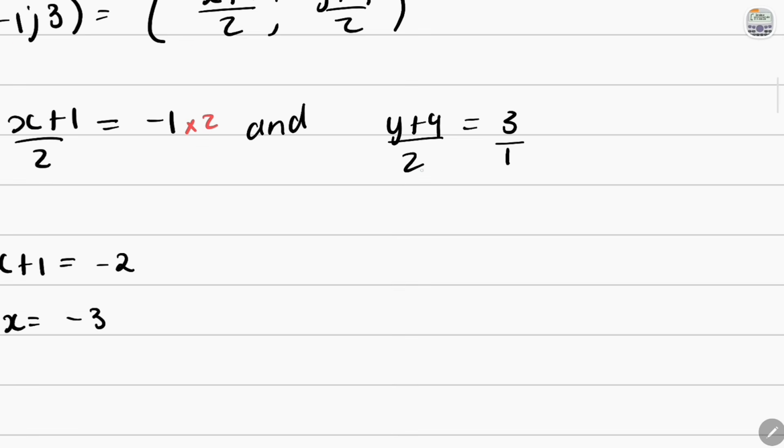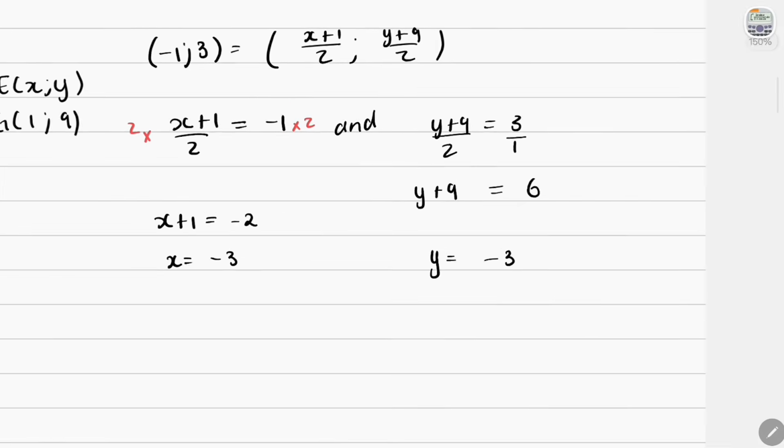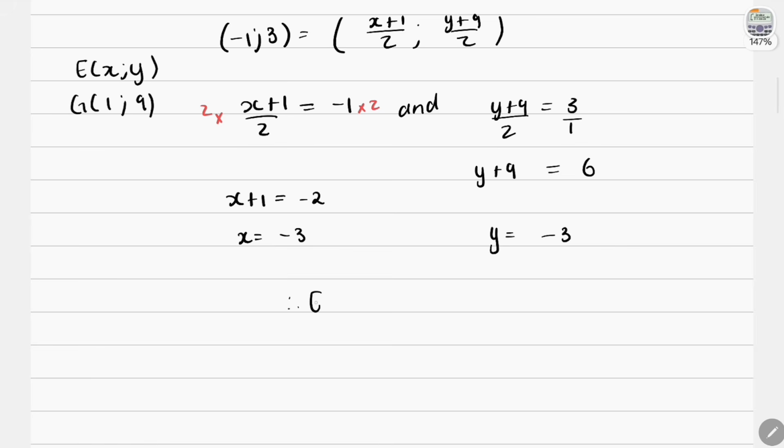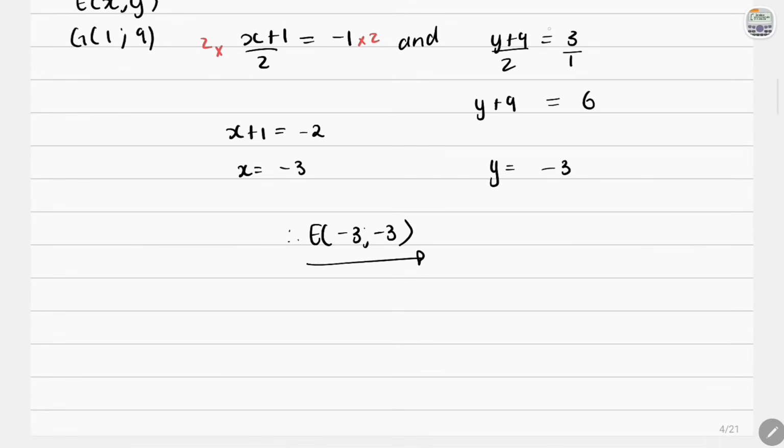Here if you cross multiply, you're just going to say 2 times 3 is 6. And y plus 9 times 1 stays y plus 9. Then transpose the 9. So y is equal to 6 minus 9 equals negative 3. And there we go. E is finally negative 3 and negative 3. And that is our answer. Moving on to the next question.